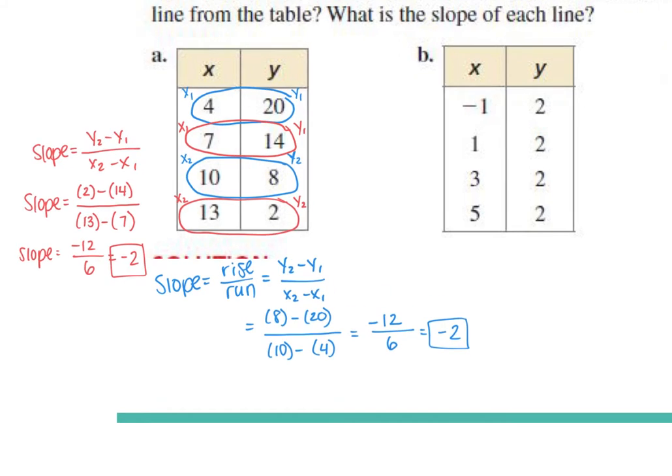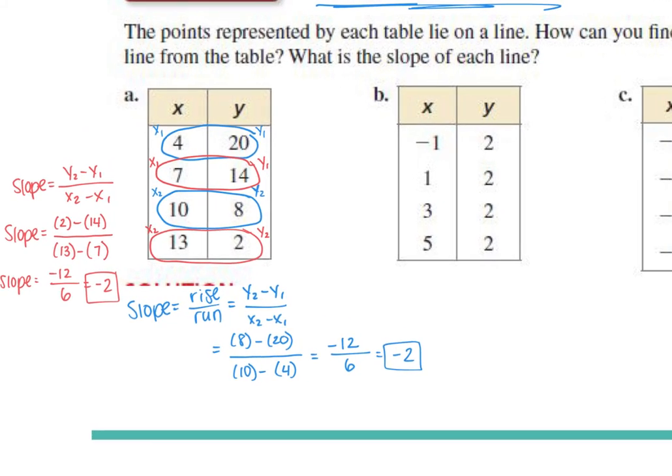Okay, so for B, we're also given a table. We have to use that table to figure out the slope. Aurora, give me any of the points on that table. -1, 2. And Alex, give me another point. Doesn't matter which one. 3 and 2. 3 and 2. So we're going to make our first one x1, y1. And our second one's going to be x2, y2.